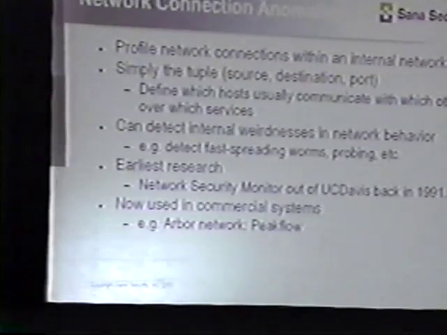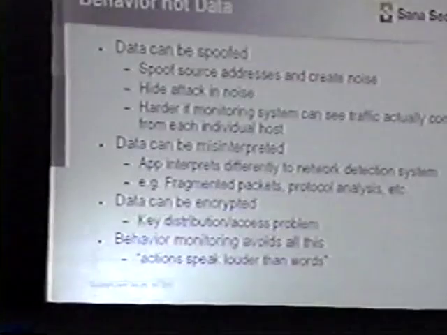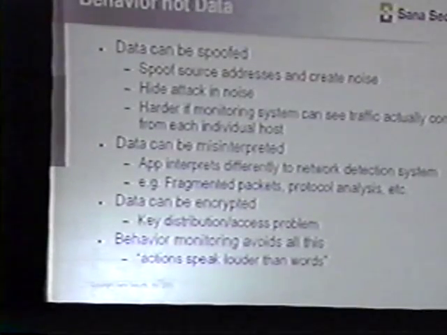This approach was first demonstrated way back in 1991 in something called the Network Security Monitor that came out of UC Davis. Subsequently, it's seeing very successful commercial use in systems like Arbor Networks' Peakflow system, which uses it for very effective detection of worms that spread in internal networks. But there are limitations to looking at network traffic, because network traffic is essentially data, and there are limitations to looking at data as opposed to the way the data is interpreted or the behavior at the other end of the data.